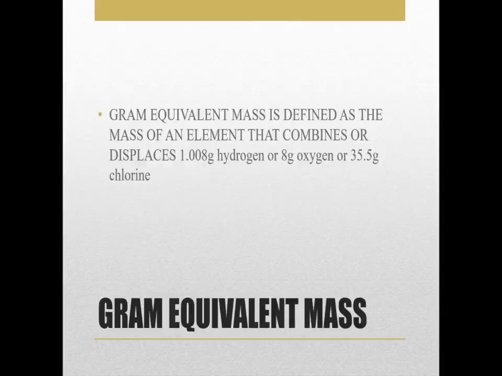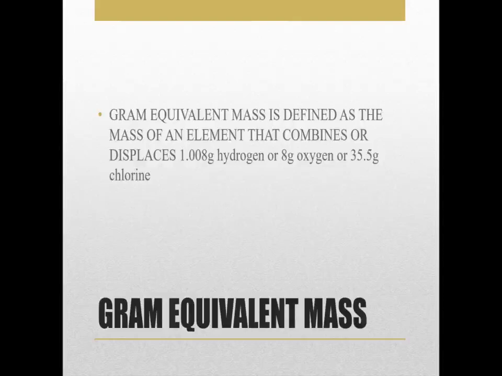See the definition. What is gram equivalent mass? Gram equivalent mass is defined as the mass of an element that combines or displaces 1.008 gram hydrogen or 8 gram oxygen or 35.5 gram chlorine. For example, in a reaction zinc plus H2SO4, what happens? It is displaced to ZnSO4 plus H2. So, in this reaction 1 mole of zinc displaces 1 mole of hydrogen. Do you understand?